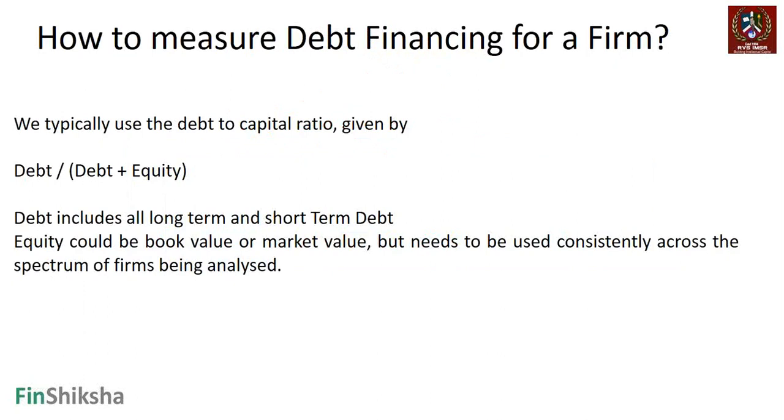How do we measure the debt financing for a firm? We typically use debt to capital ratio, where capital is nothing but debt plus equity. So debt divided by debt plus equity is one ratio. We can also use debt by equity as a ratio, right? Now debt includes all long-term and short-term debt. Any kind of external interest-bearing liability is what is included in debt, right?